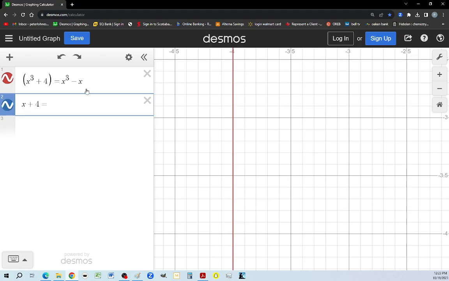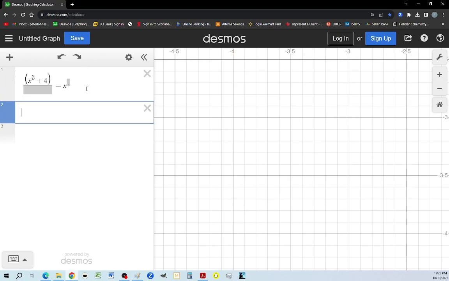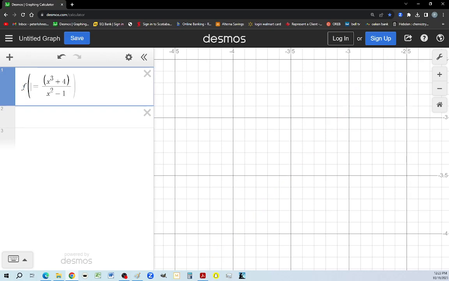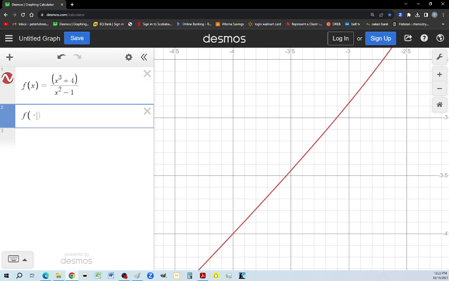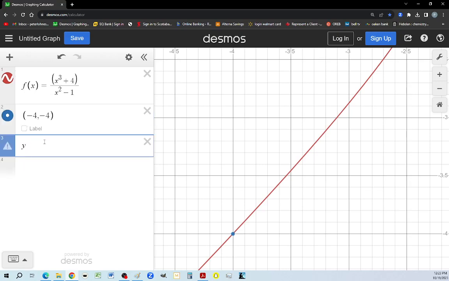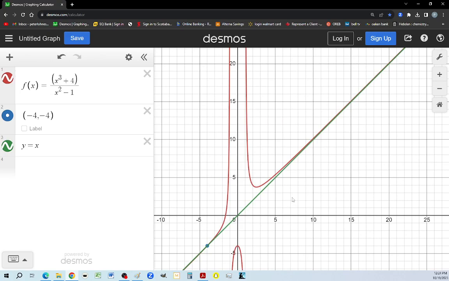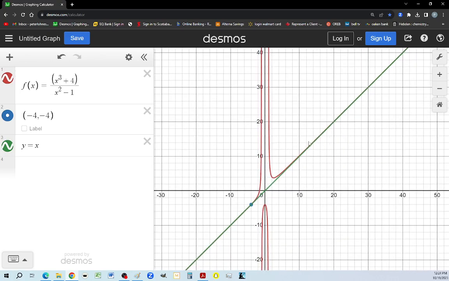So then we go back to the original formula, and we put in minus 4 for x. So I'll just make this f of x to make it easier. And we get this, minus 4 comma minus 4. So we get minus 4 comma minus 4 is the only time that this formula will cross the oblique asymptote. Sometimes it's on this side as well. Sorry, I shouldn't have said one time. I mean one time on one side.